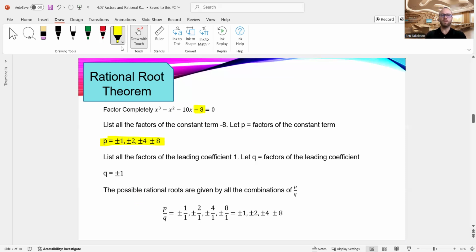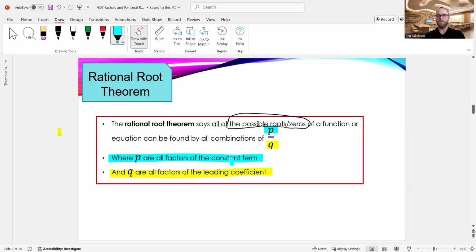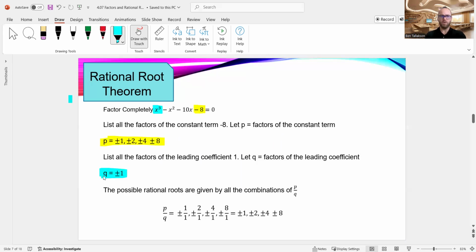Now, what about Q? Well, Q is all the factors of the leading coefficient. The leading coefficient here we can see is 1. So how do we write out our possibilities? Remember here we said all possible combinations are P over Q. So we put all of our values of P that we found over all of our values of Q that we found, which just so happened to be 1.